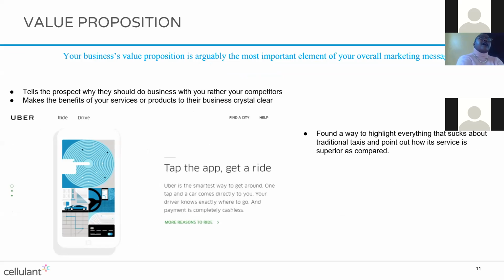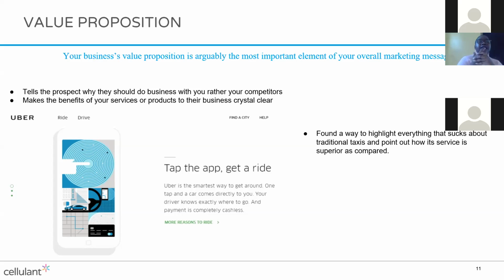Typically, if you were just to Google the structure of a proposal, they're not usually going to include a value proposition in there, because most people will find a way to maybe sneak it into the executive summary and the like. But I like to give the value proposition a special section of attention in a proposal. For me, the value proposition gets to tell the prospect why they should do business with me rather than all of the competitors in the landscape. And it allows me to make the benefits of my services or my products to the business crystal clear.